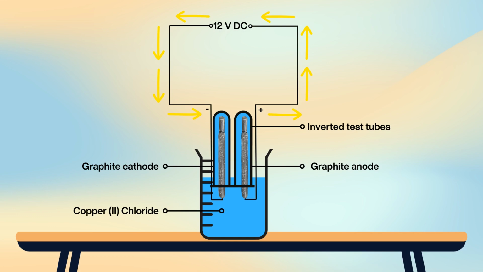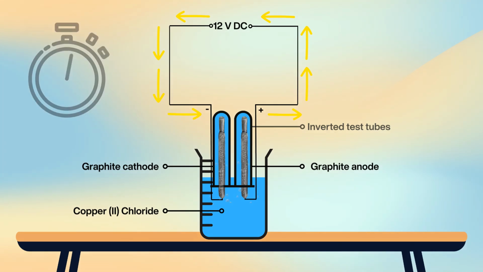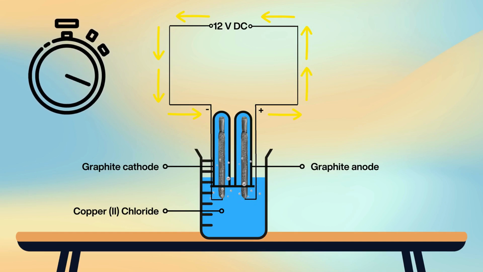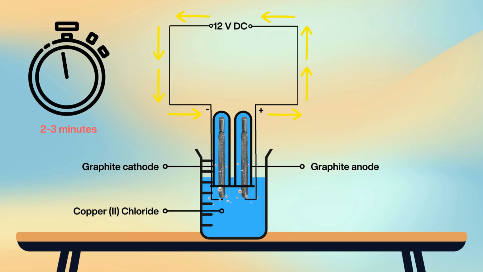Now, we turn on the power supply and observe the reactions taking place at each electrode. After a short time, you should see bubbles forming at one or both electrodes, indicating gas production. These gases will be collected in the inverted test tubes. Run the experiment for only about 2 to 3 minutes, as this should be sufficient to see the reaction progressing and collect enough gas for testing.